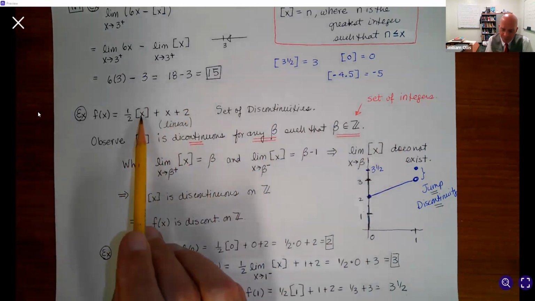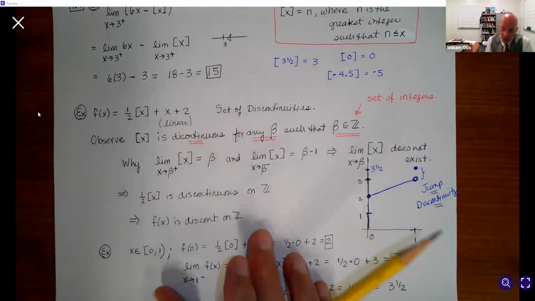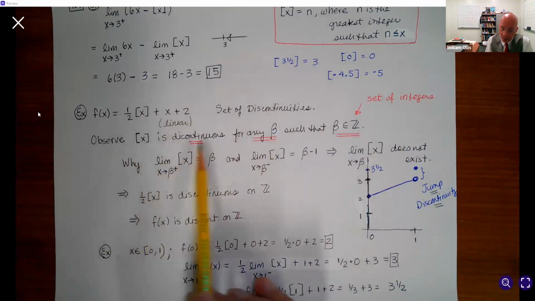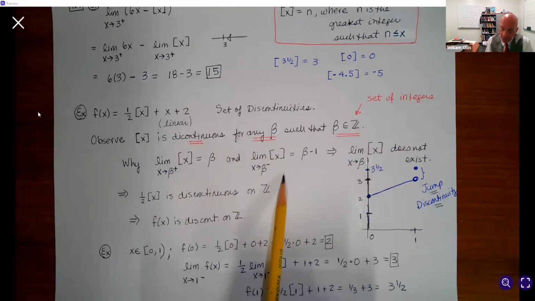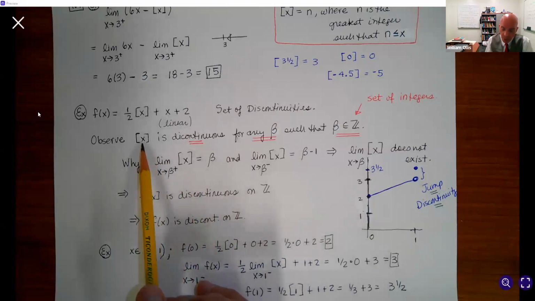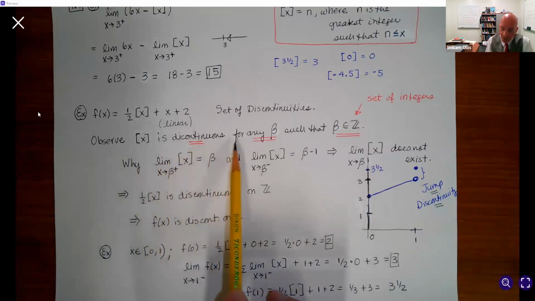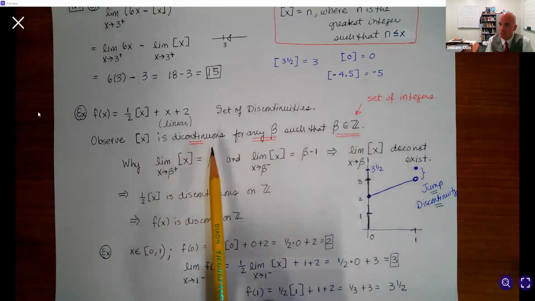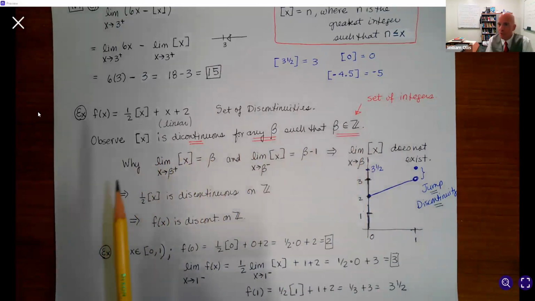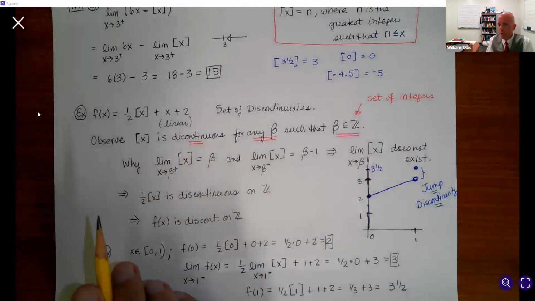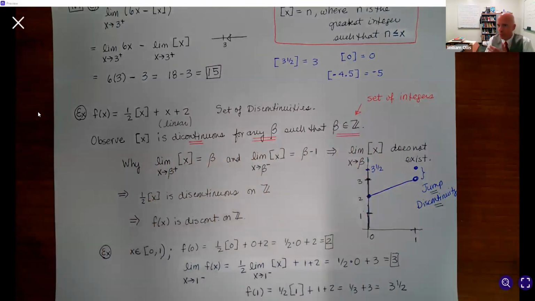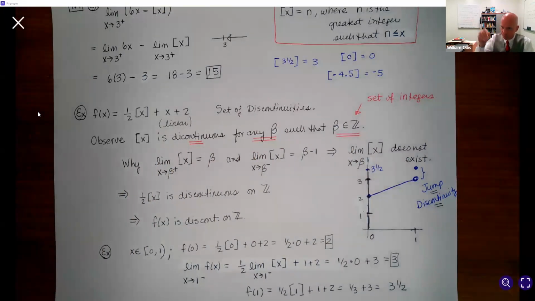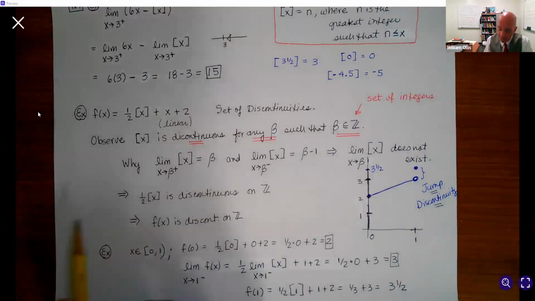So now what we do is we look at the greatest integer function. Now, what I've done is observe, and I make a statement here, and then I prove it. Okay, so when we look at this, I say observe the greatest integer function is discontinuous for any beta such that beta is an integer. And of course, this Z is the set of integers. That's the notation that you use for integers. It's commonplace in mathematics, and we need to know it. Kind of like R for real numbers, and the script N for natural numbers, and the script Q for rational numbers, for quotients. And of course, the script C for complex numbers, that includes the imaginary numbers.